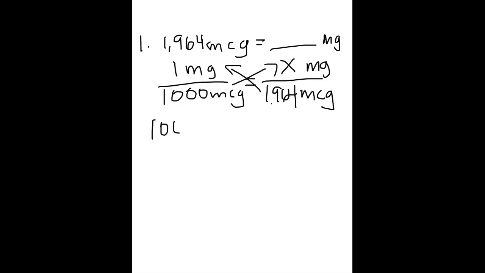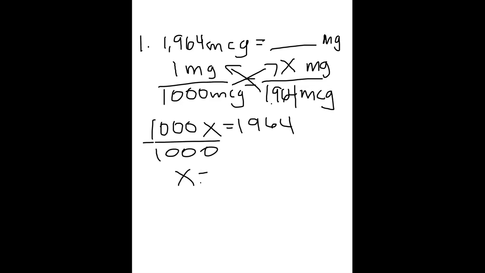1,000x is equal to 1 times 1,964. We're going to divide by 1,000 because we want x by itself. And then our answer would be 1.964 milligrams. Okay. Let's do number 3.